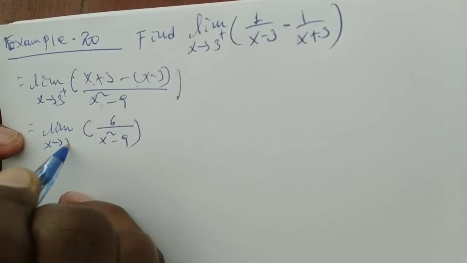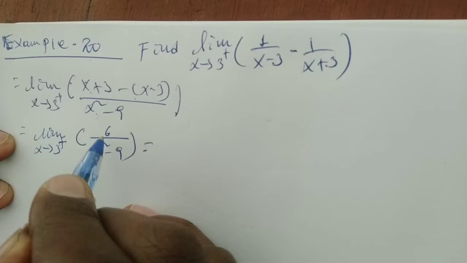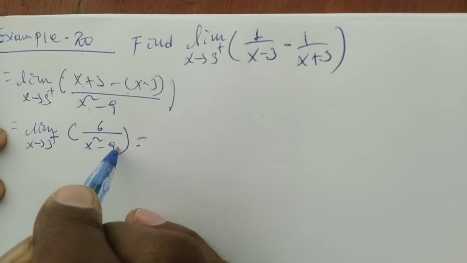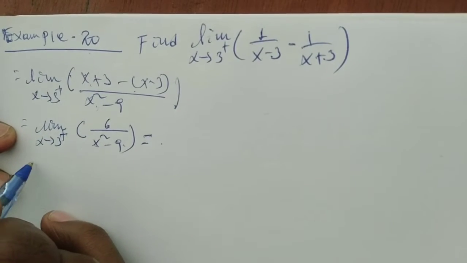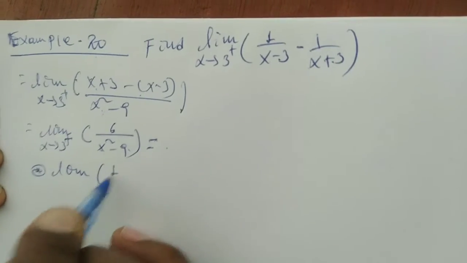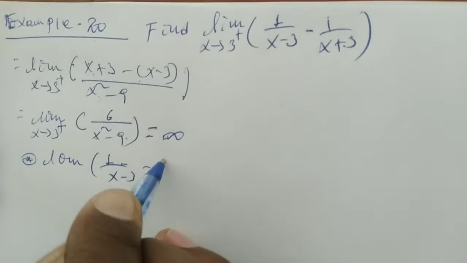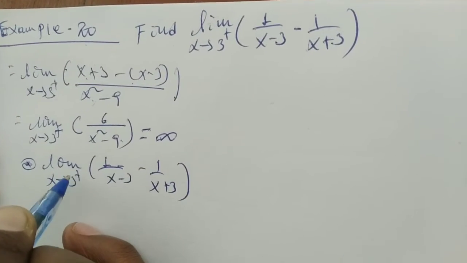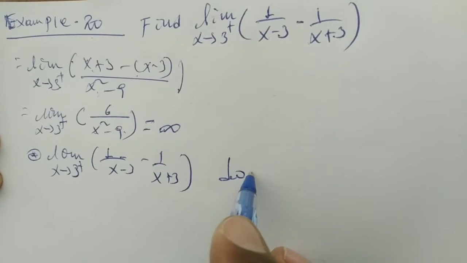When we substitute 3, we get 6 over 9 minus 9, which is 0. So it goes to positive infinity. The limit of 1 over x minus 3 minus 1 over x plus 3 when x goes to 3 from the right does not exist.